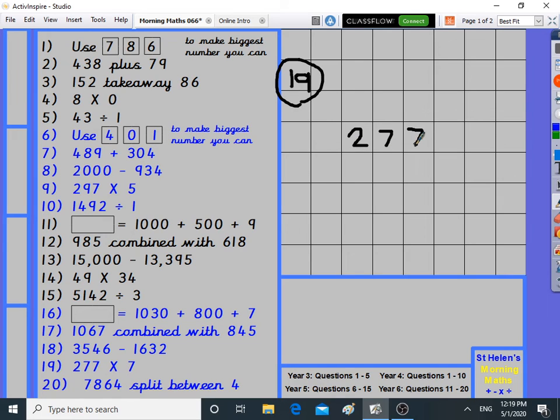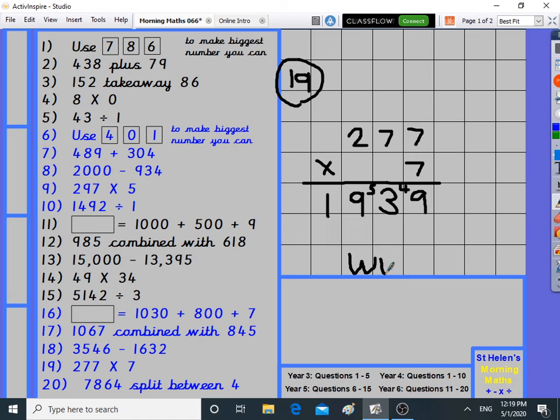277 times 7. Column method. For multiplication, standard method. Quite easy for year 6 again. 7 times 7 is 49. Year 6 have had an easy day today, so they can practice their history really. 7 times 7, 49, plus 4 is 53. 7 times 2 is 14, plus 5 is 19. Year 6 especially should know what started in 1939.